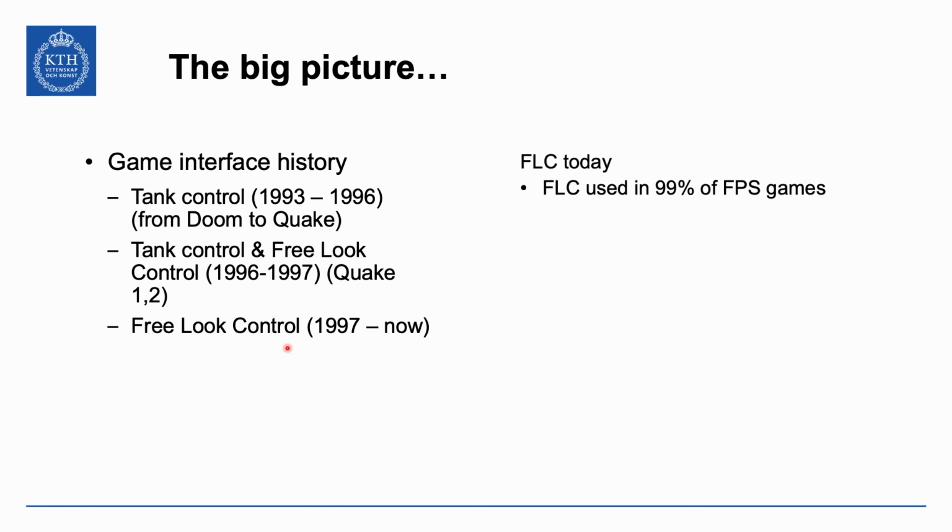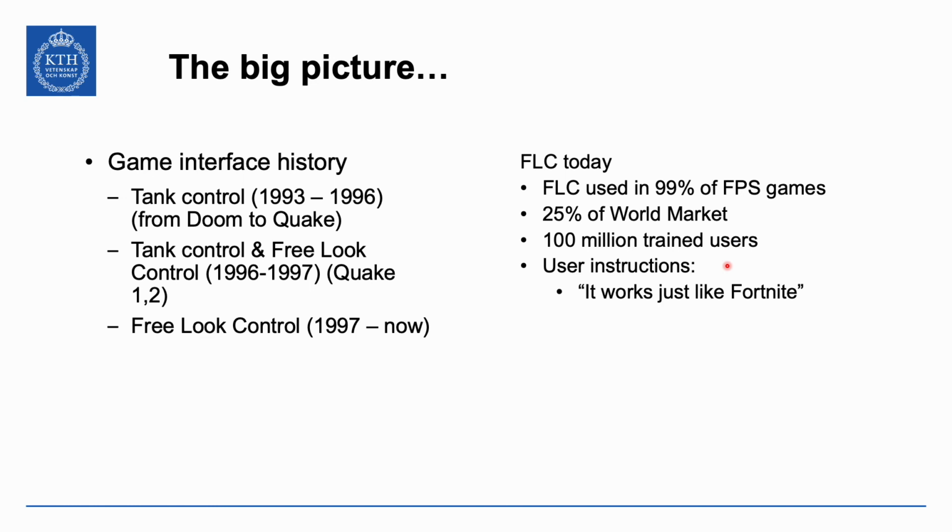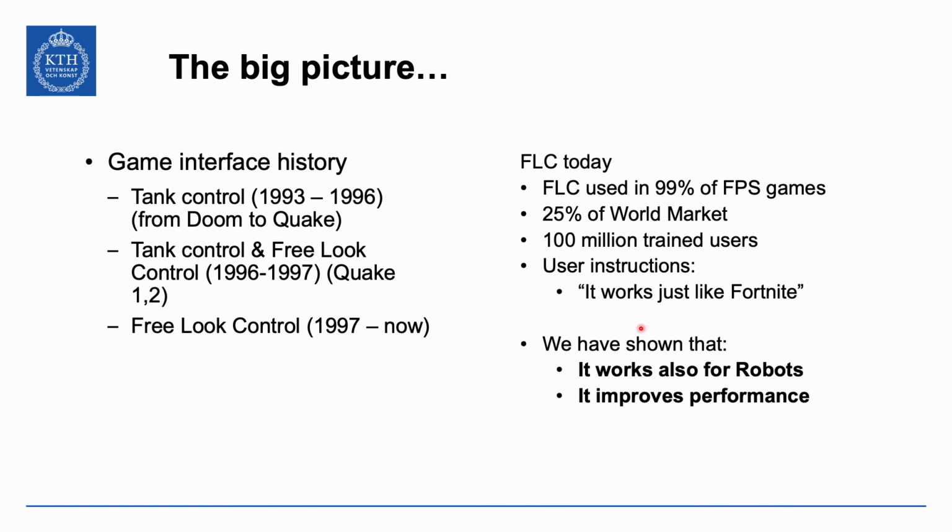So free look control today is used in 99% of first-person shooter games. There are some exceptions. And first-person shooter games are roughly 1/4 of the world market. So that means we have hundreds of millions of trained users. So for user instruction for a robot, beyond the fact that this is probably a good idea to control robots, you don't have to explain how it works. You just tell someone it works like Fortnite, and then they're good to go. At least if they tried Fortnite, but then most people did, right? So we have shown in this video and in the research that free look control for teleoperation of robots works in real life, and it improves performance. So the take-home message is to use it.